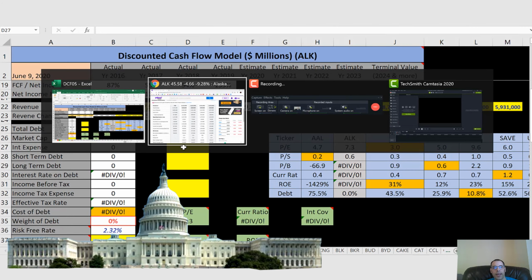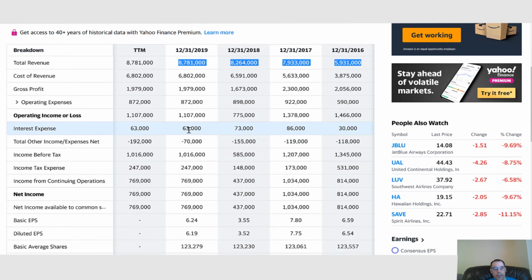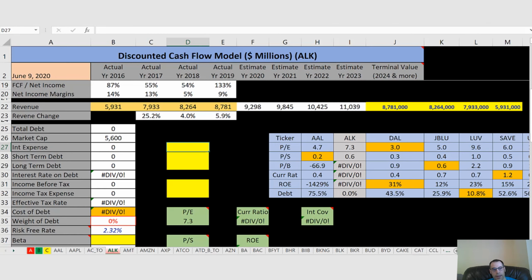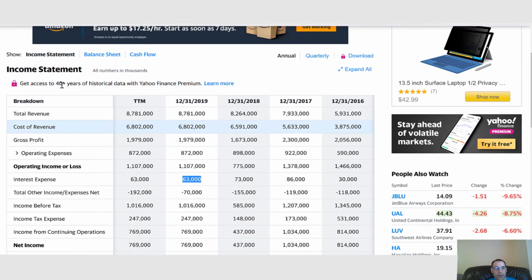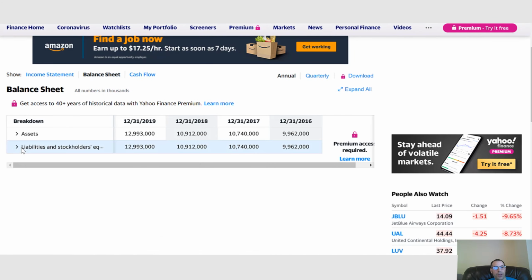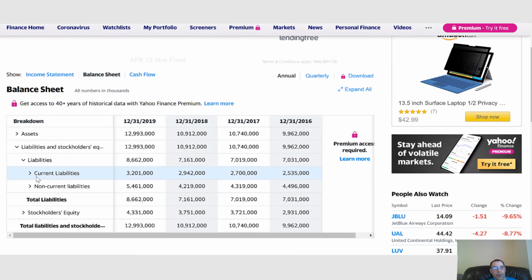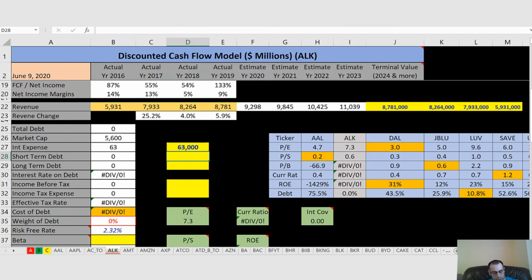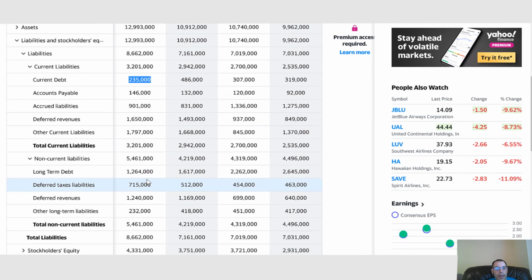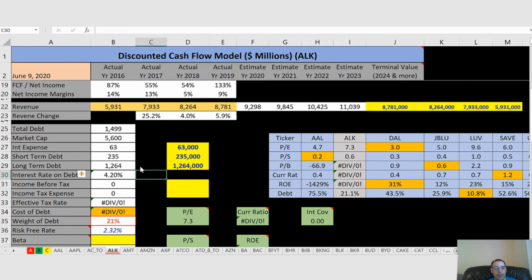So let's figure out the capital structure of the company so we know what discount rate we need to use to apply to the cash flows. They pay $63 million in interest on their debt. Let's go to the balance sheet and see how much debt they have. So current debt is $235 million. And non-current debt, long-term debt, is $1.3 billion. So they pay 4.2% interest on the debt.